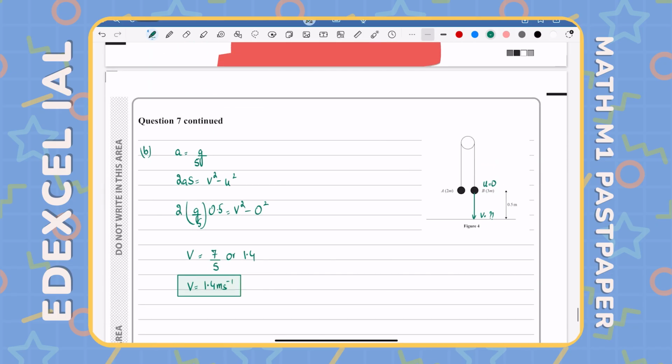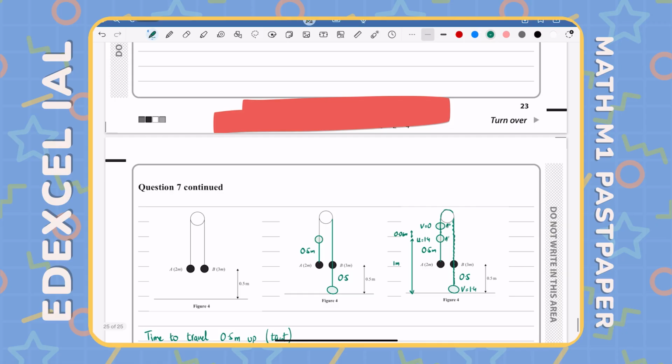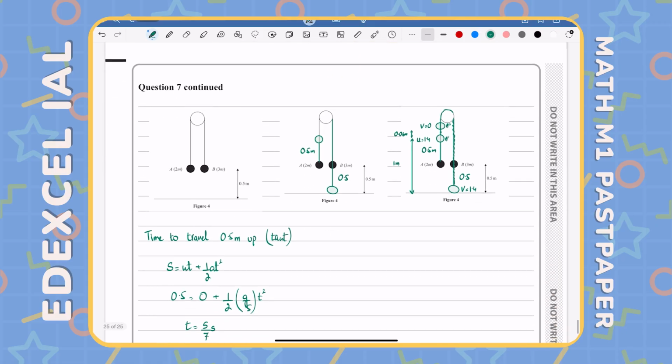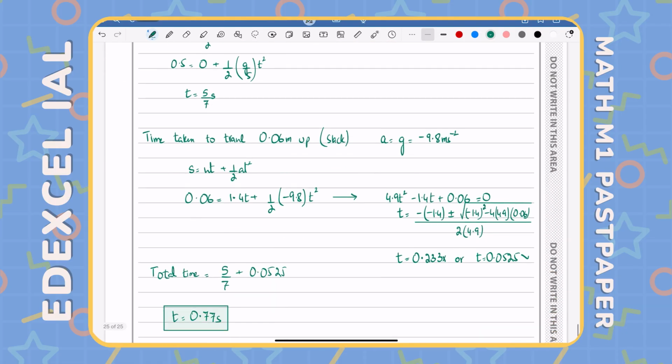Was it part C? Was it part B? I think it was part C. Yeah, I should have mentioned here. And that is also the end of this question and also the end of this paper.